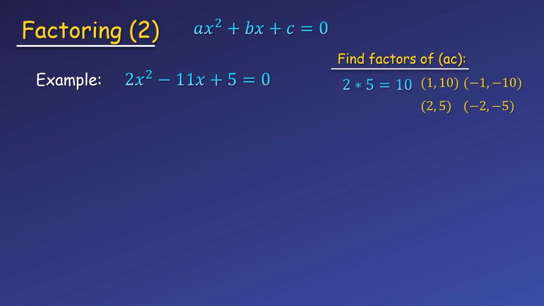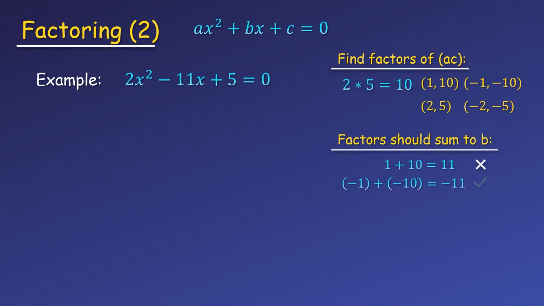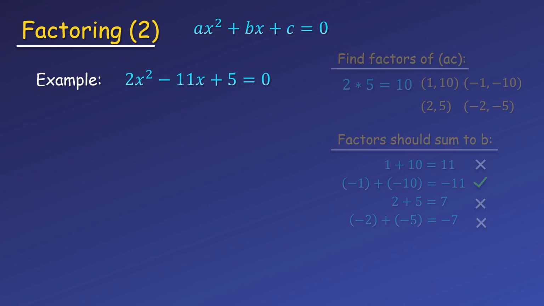And like before, we can also get positive 10 by making both terms in each pair negative. Now we need to pick the one that equals b, or minus 11. Writing these out, we see that the only way to get minus 11 is with minus 1 and minus 10. Now we have an extra step.